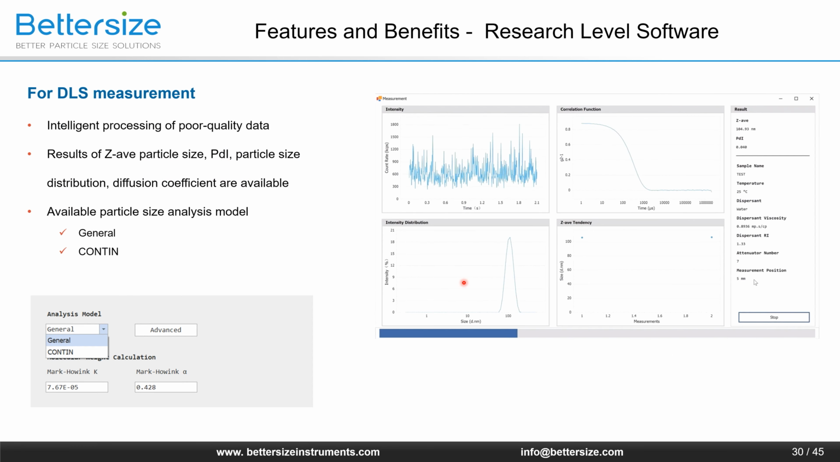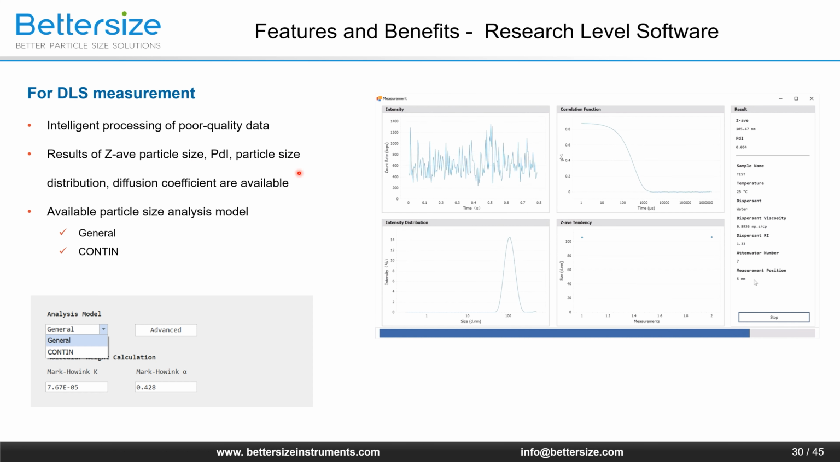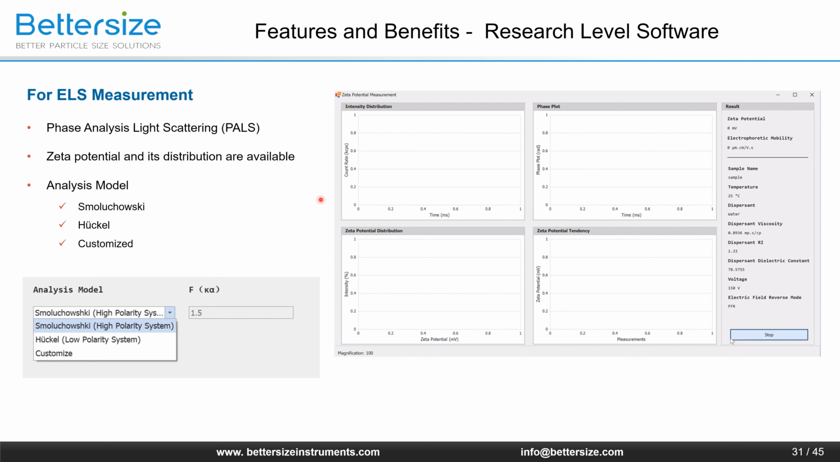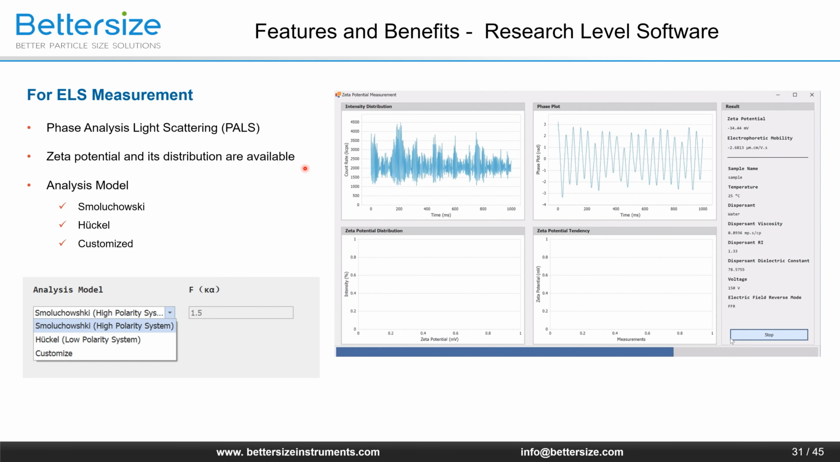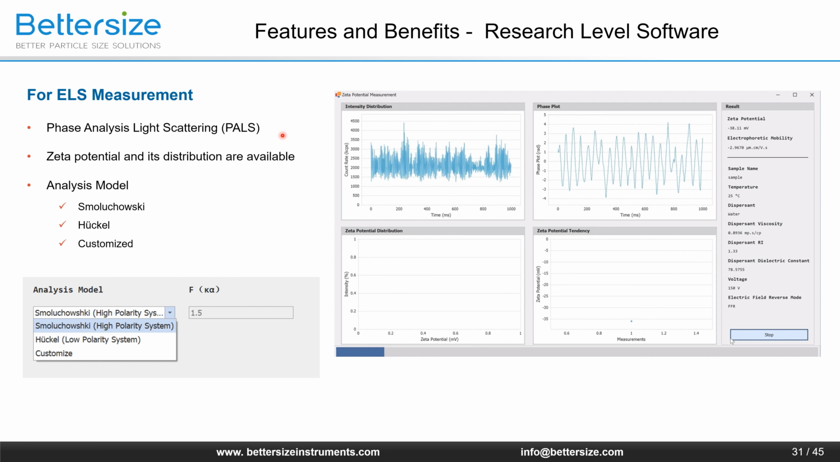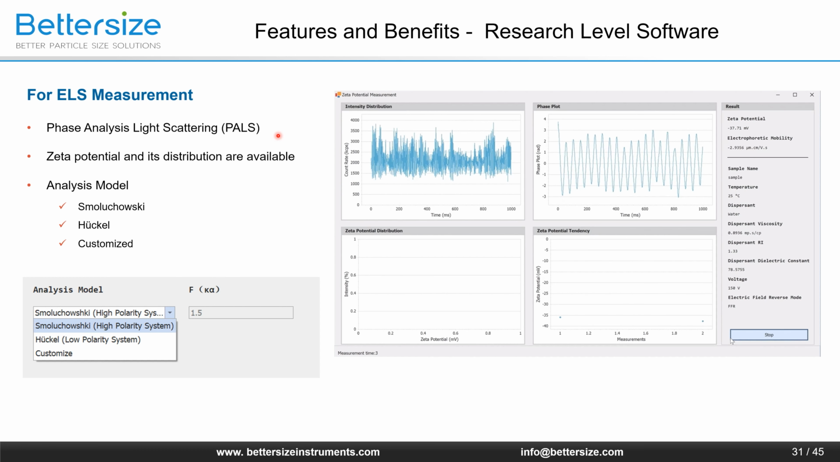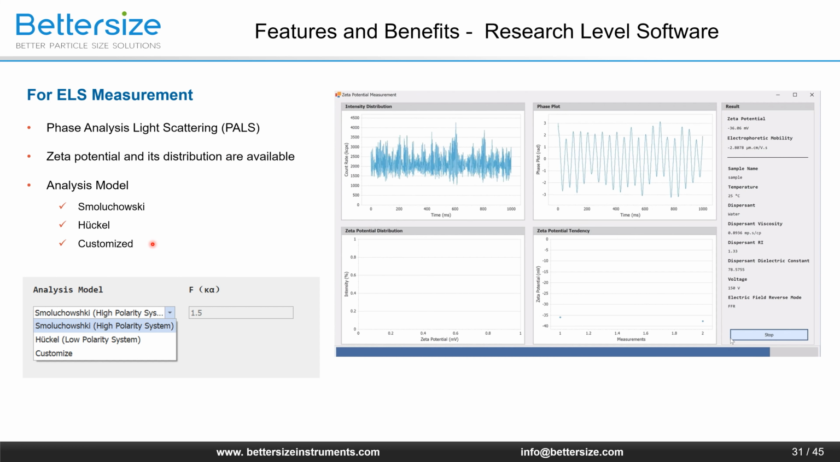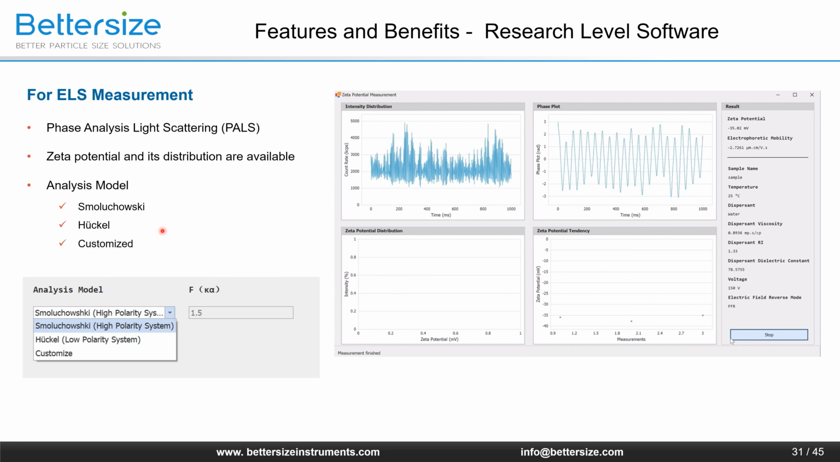For the DLS measurement, the research-level software offers intelligent evaluation and processing of signal quality to eliminate the effect of random events. Results of Z-average particle size, distribution, and PDI can be obtained by different analysis models of the software. For the ELS measurement, the software uses the algorithm of pulse to provide the zeta potential and its distribution, with several built-in analysis models corresponding to different polarity systems.